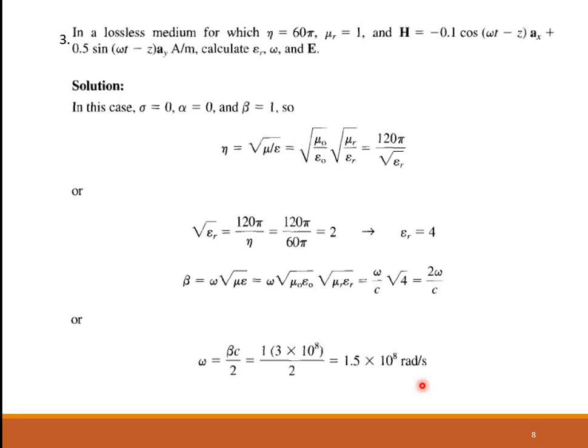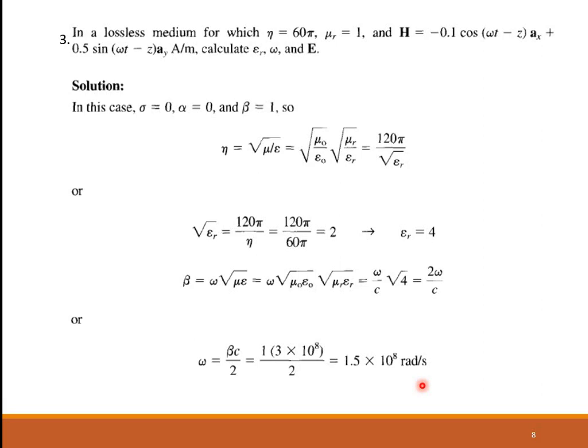So we discussed one problem based on free space, one based on lossy dielectric. Now here the medium is a lossless medium. For a lossless medium, what are the basic things that you need to know? Sigma is 0, epsilon is epsilon r epsilon naught, and mu is mu r mu naught. These things you should know, and the expressions for eta, as I told you, all those expressions also you should know.